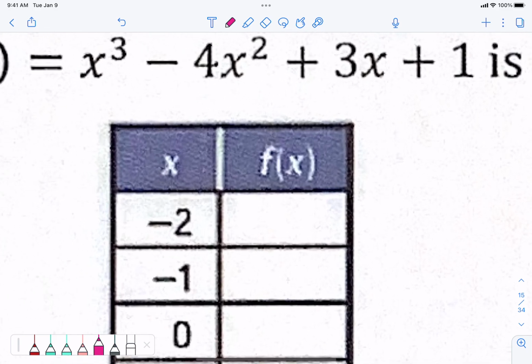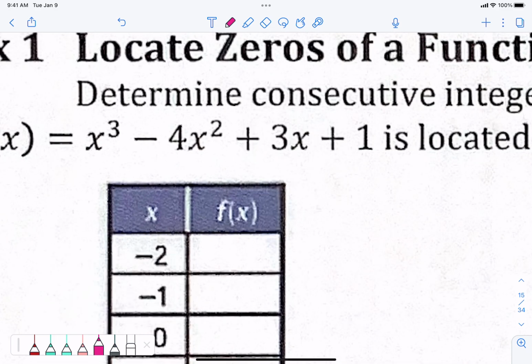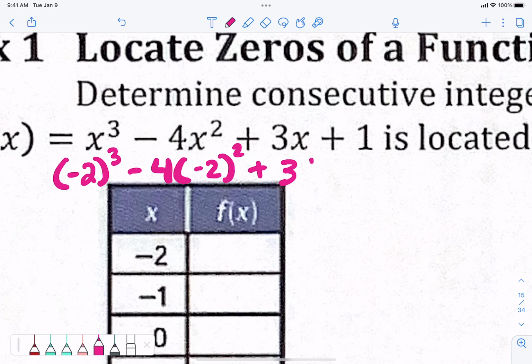Yeah. Okay, so here's the deal. I want you to type this in on your calculator exactly as I'm writing it. We're going to plug -2 in first. So I'm going to do parentheses -2 to the third power. Some of you might have to use this little caret symbol on your calculator. That takes it to the third power. Okay. Minus 4 parentheses -2 squared plus 3 parentheses -2 plus 1. You're going to type it in just like that using parentheses.